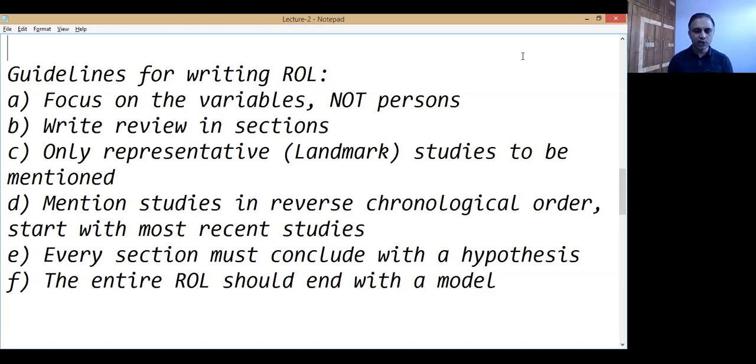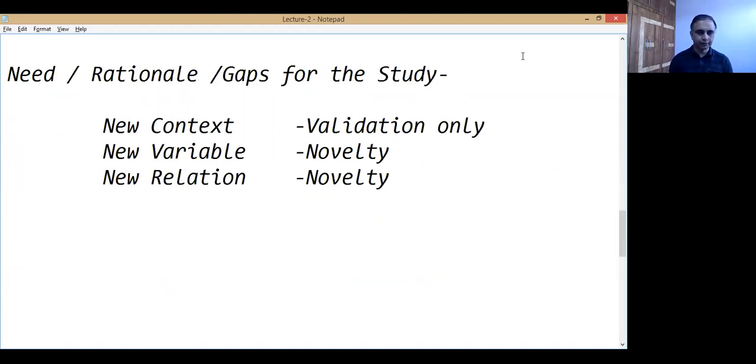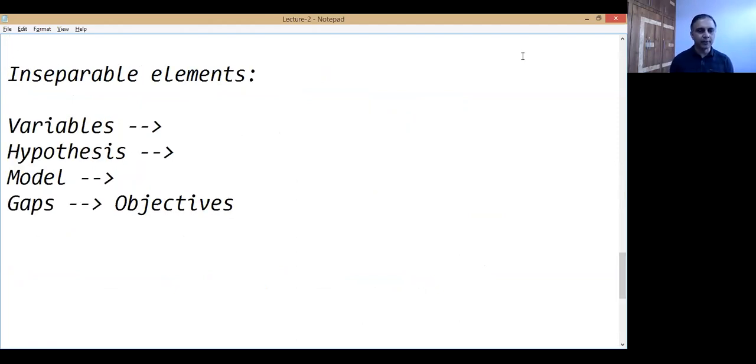In the social science domain, particularly, I am not referring here to the language or the humanities area. They have a different way of working. It's called the qualitative area. I am talking of quantitative. Why do we do a study? Because we can introduce a new variable or a new relation. Largely we do it for a new context. That's also okay. But if you can add a variable or a new relation, that's even better.